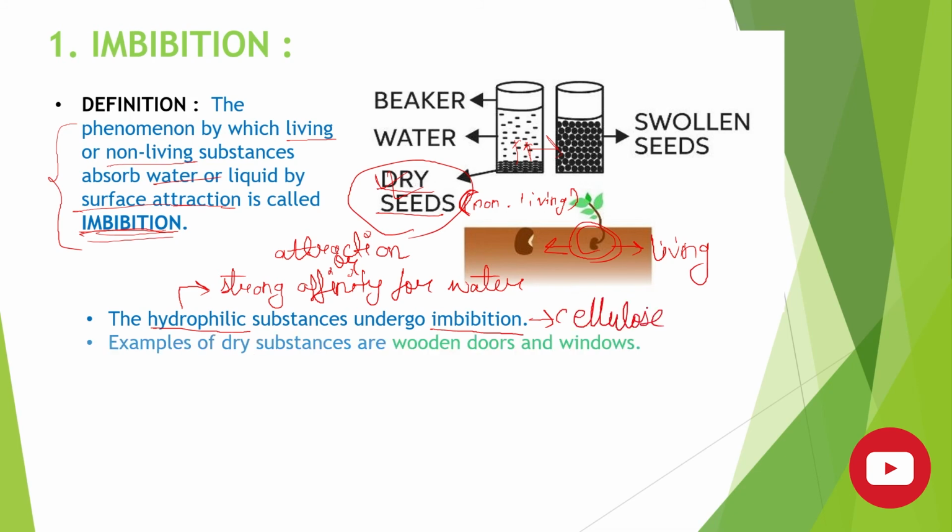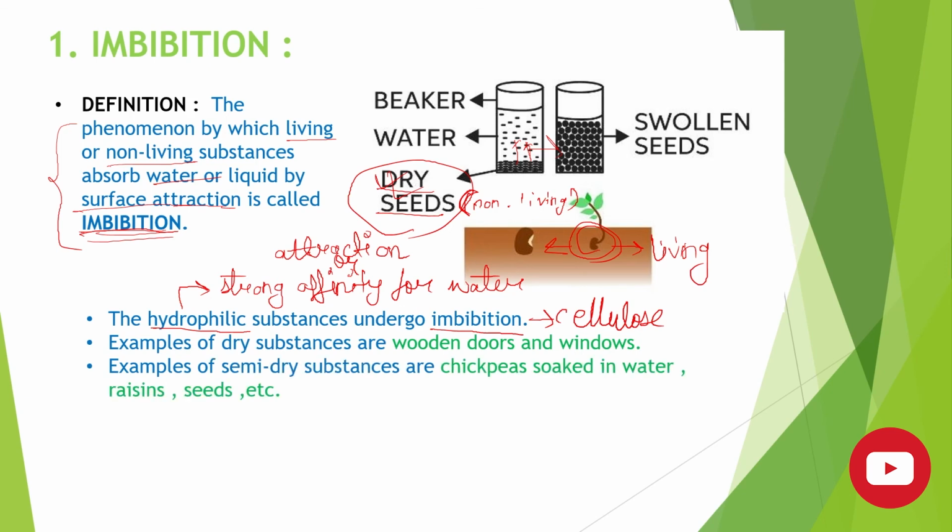Let us look into certain examples. Some examples of dry substances are wooden doors and windows, and some examples of semi-dry substances are chickpeas soaked in water, raisins soaked in water, seeds soaked in water. Any dry substance, if you soak it in water, becomes a semi-dry substance. So those are the examples of substances that go through imbibition. That was all about imbibition.